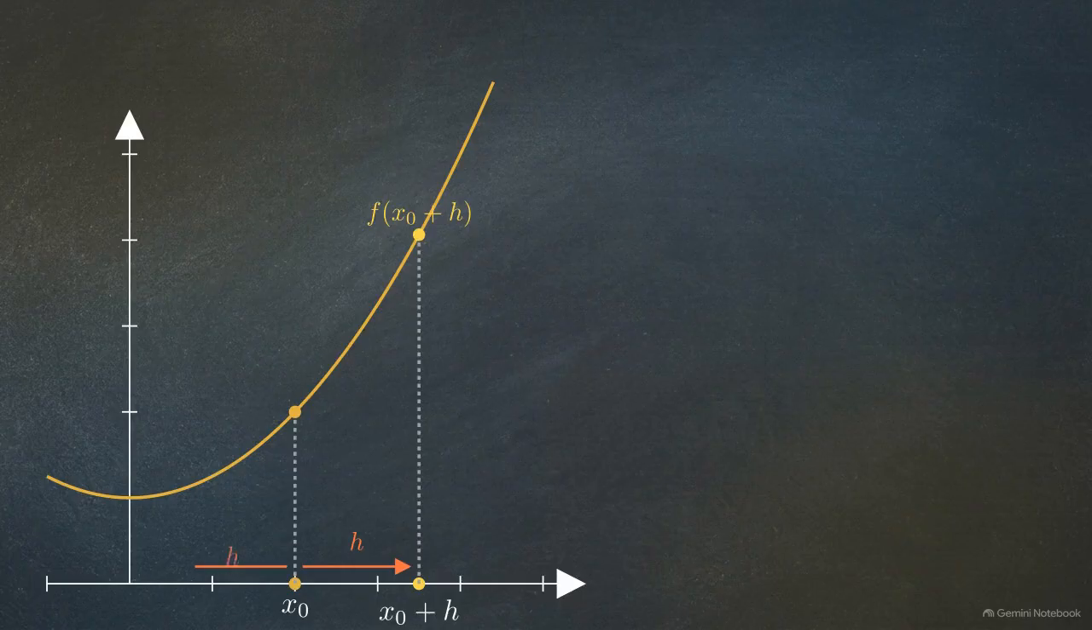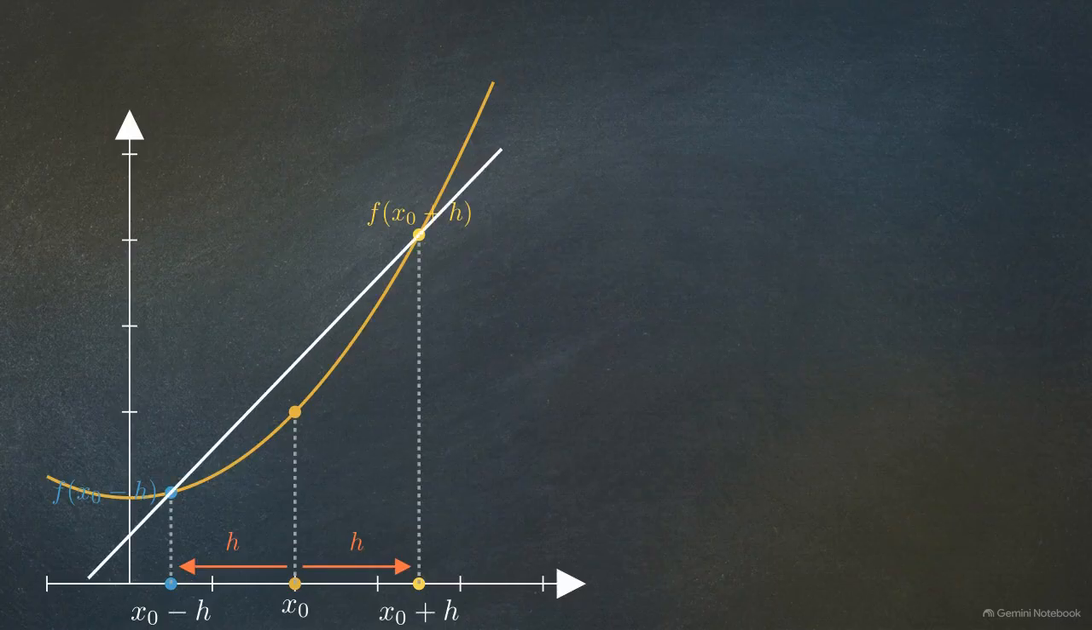Then we move horizontally backward from our original coordinate by that exact same distance h, placing a third point at x sub 0 minus h. Connecting these two outer boundary points creates a straight secant line passing through the curve. The slope of this secant line provides an approximation of the exact slope at our original target point.